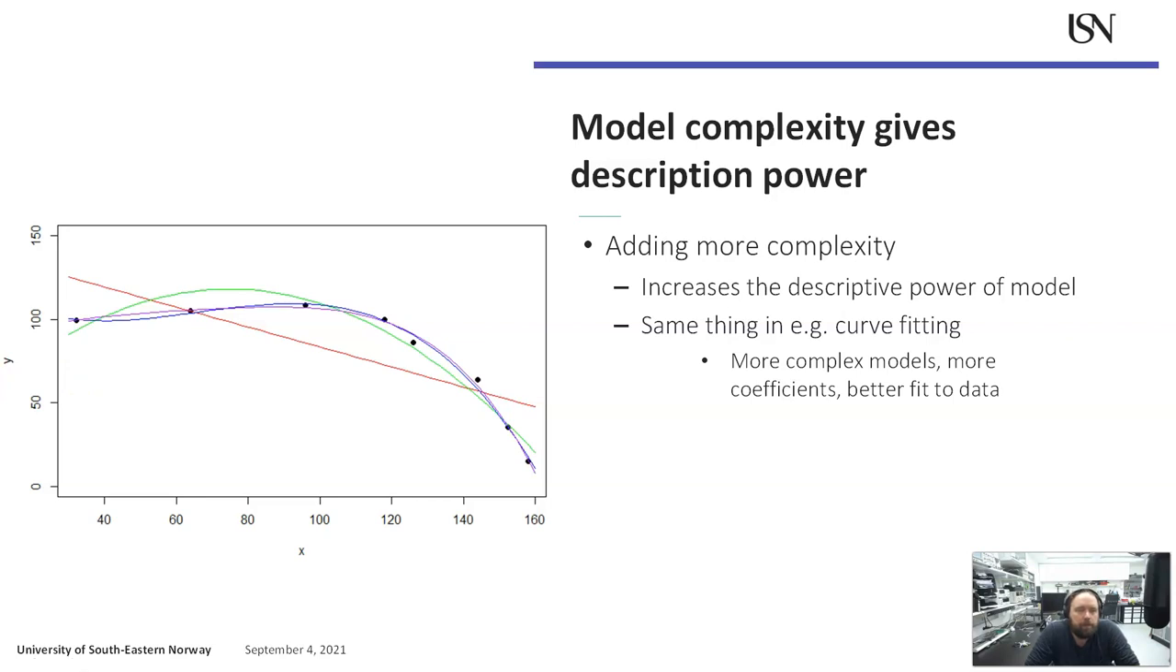But if you go to, let's say, a third or fourth order polynomial, with respectively 4 or 5 parameters, then by gradually increasing the complexity, you get a better and better fit with your data. And that's exactly the same effect: the more parameters you have, the better description power your model has, and the more complex patterns in data your model is able to learn.